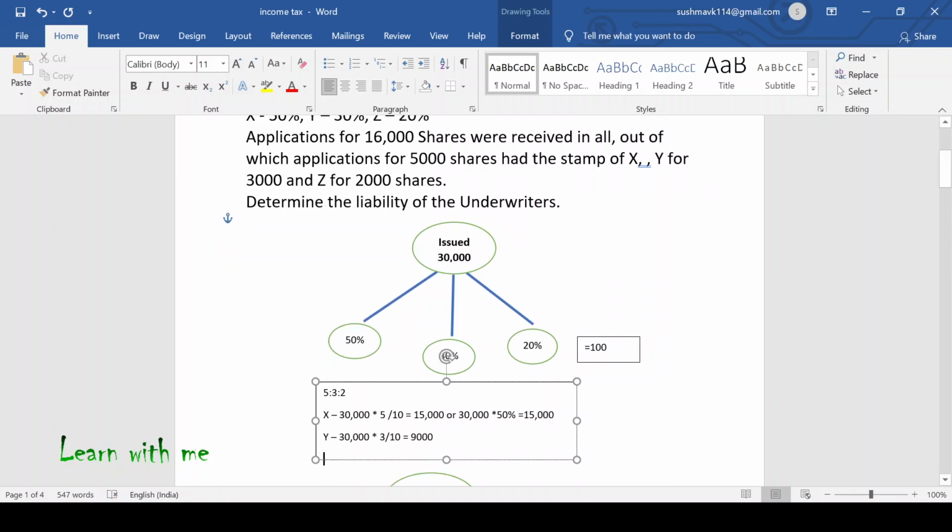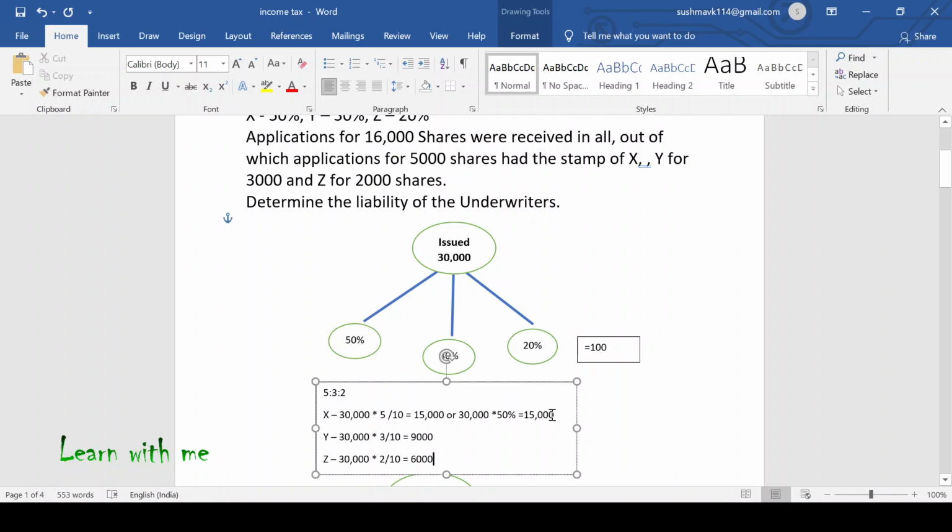Next, what about Z? Yes, it is 30,000 again into the share of Z. It is 2 divided by 10. So it gives me 6,000.